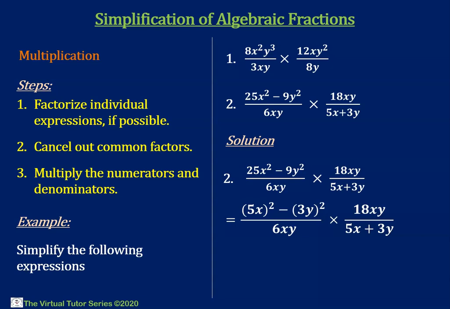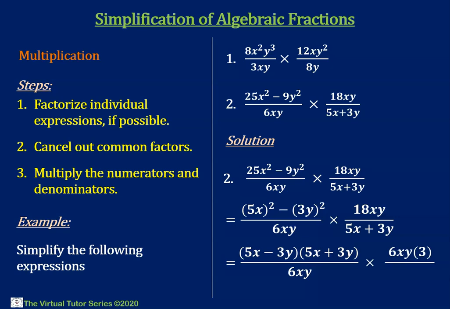For the first fraction, 5x all square minus 3y all square is a difference of two squares and can be factorized as 5x minus 3y times 5x plus 3y all over 6xy. 18xy in the second fraction can also be factorized by bringing out 6xy. So we have 6xy into bracket 3 over 5x plus 3y.